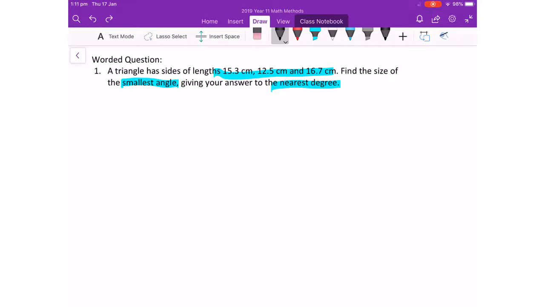So I'm going to draw a quick diagram here, very, very rough. And I'm going to just quickly label some of these sides here. Okay, it doesn't matter how you do it, doesn't matter what size you draw, it's just a rough sketch.